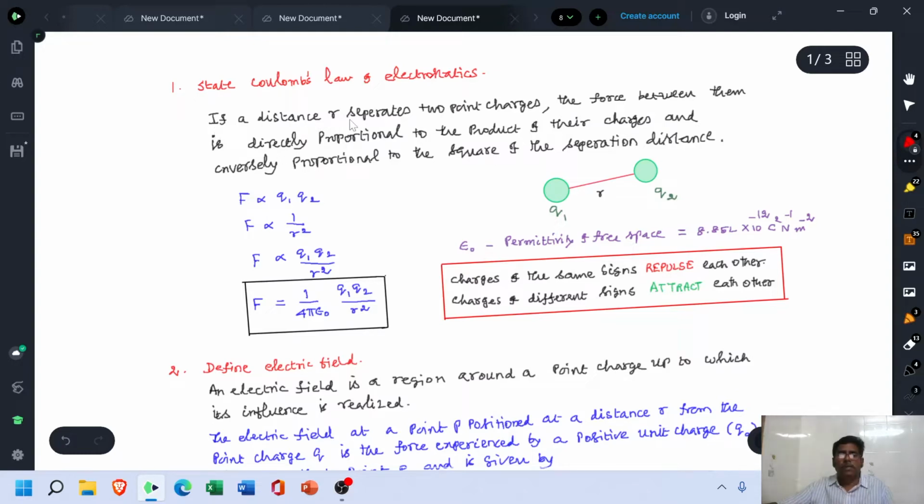If a distance r separates two point charges, the force between them is directly proportional to the product of their charges, F is proportional to Q1 Q2, and inversely proportional to the square of the separation distance, F is inversely proportional to r square. Then F is equal to 1 divided by 4 pi epsilon naught Q1 Q2 by r square.